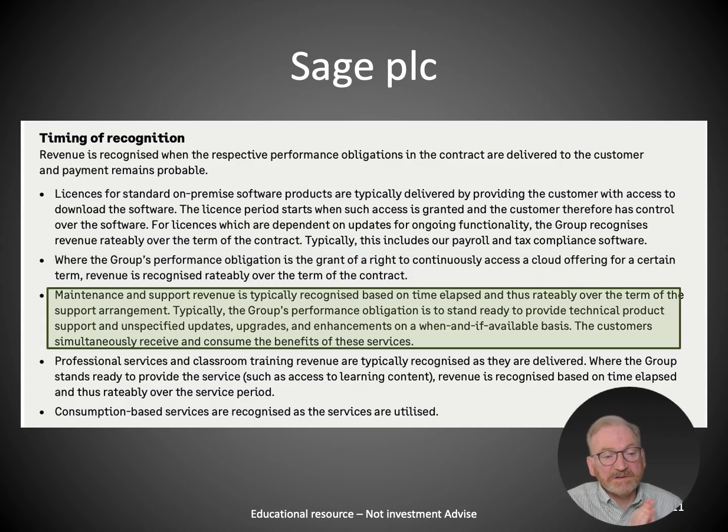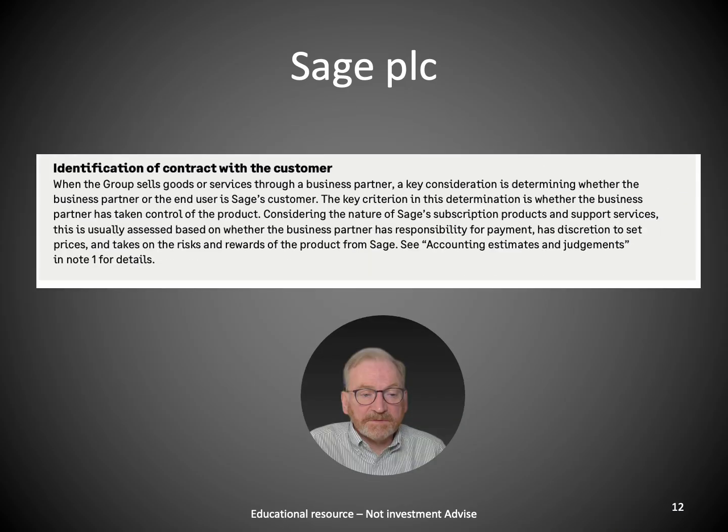Maintenance and support revenue is typically recognized based on time elapsed and thus ratably over the term of the support agreement. So they're saying that they're doing this over time. Essentially, they're not allocating revenue to specific events. When they're doing upgrades or providing support assistance, they're doing it over time. Okay. So I guess that gives us a good sense of the kind of decisions they've made about their revenue recognition, which all seem very reasonable in the light of their business.